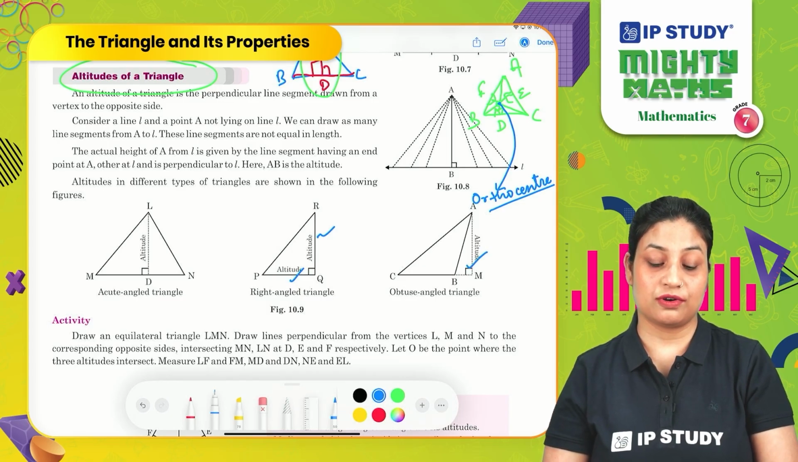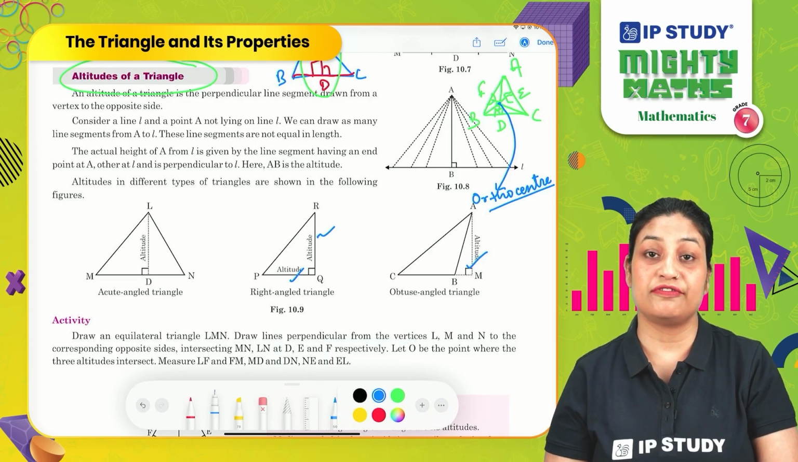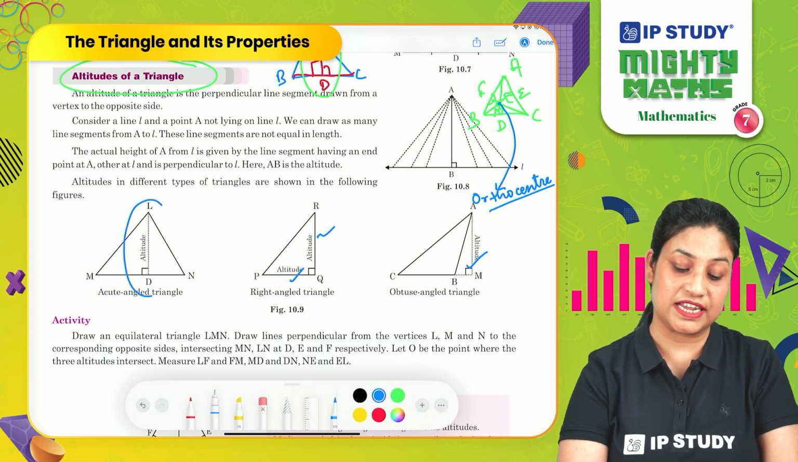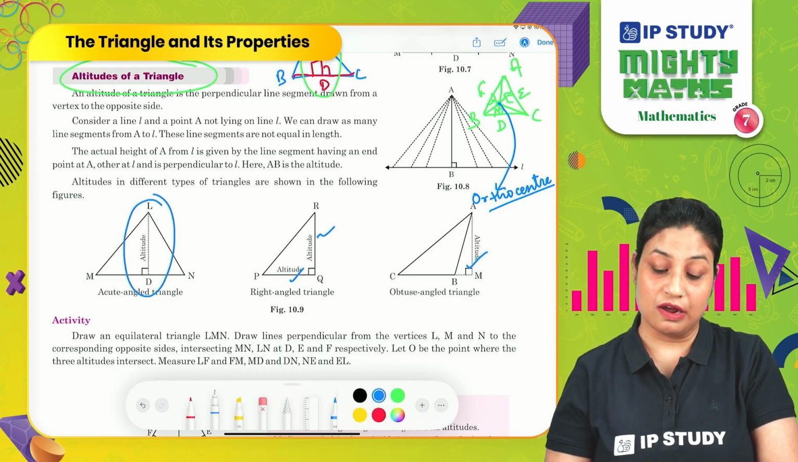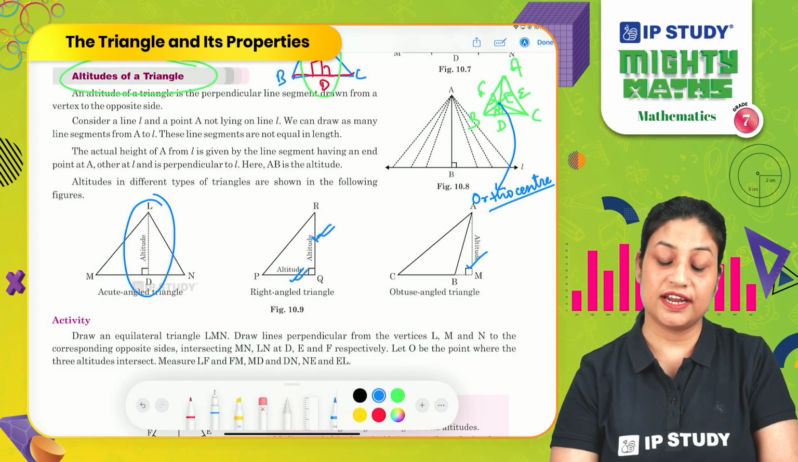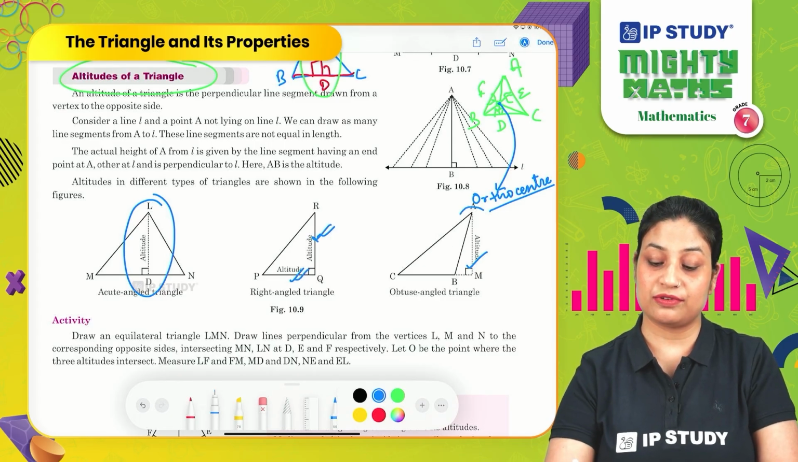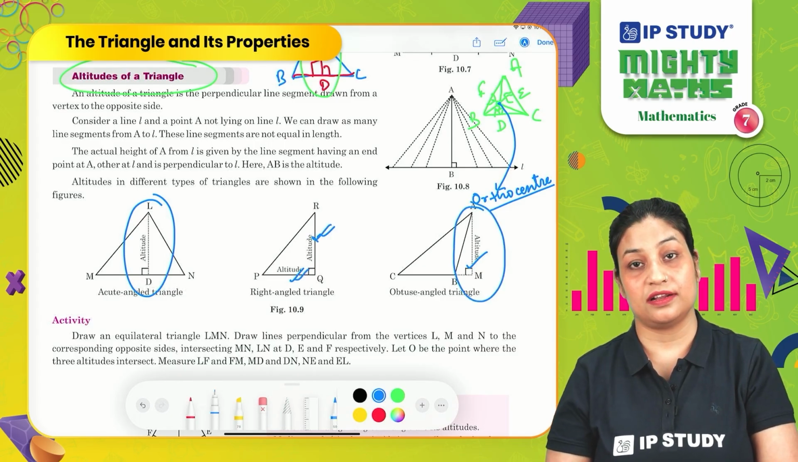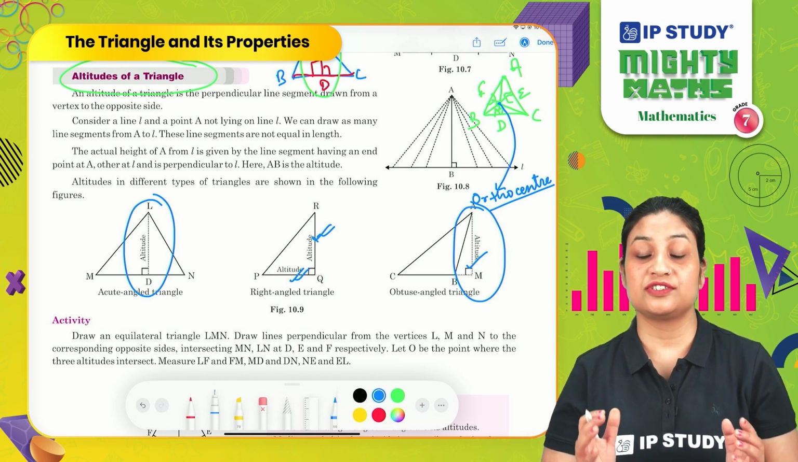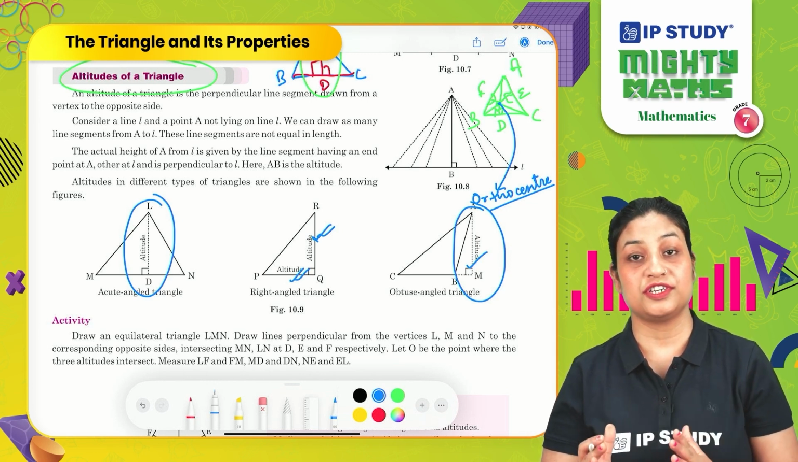So we can draw altitudes for different triangles in different ways. For some triangles it will be inside the triangle, for some triangles it will be on the side, and for some triangles it can be drawn outside the triangle. So I hope you have understood the topic of median and altitudes very well.